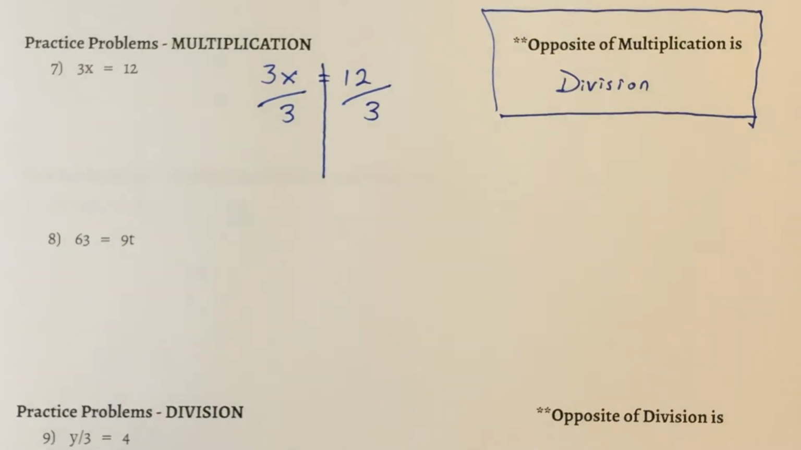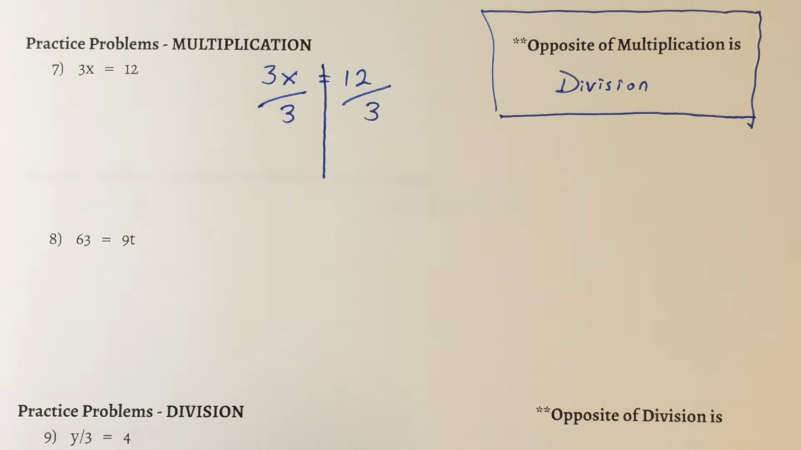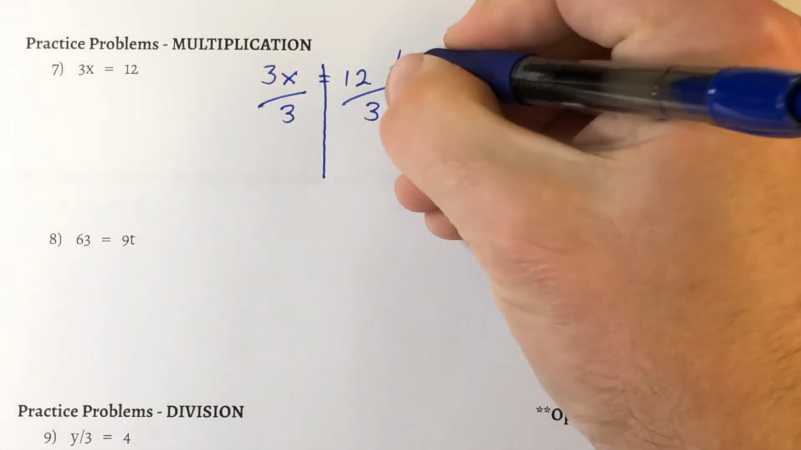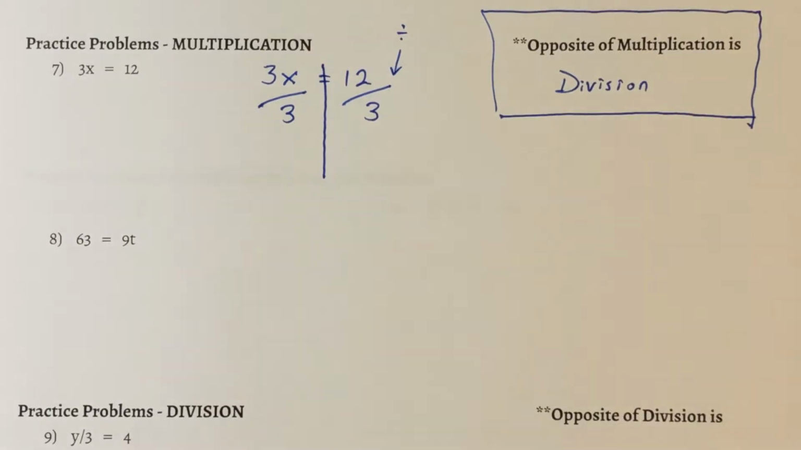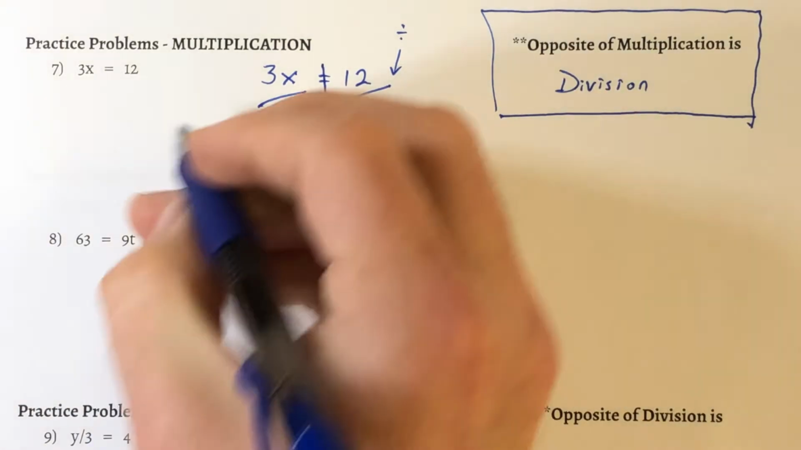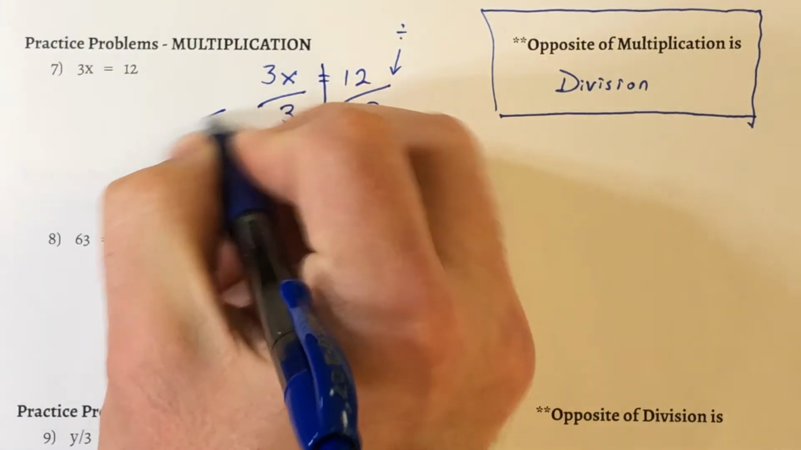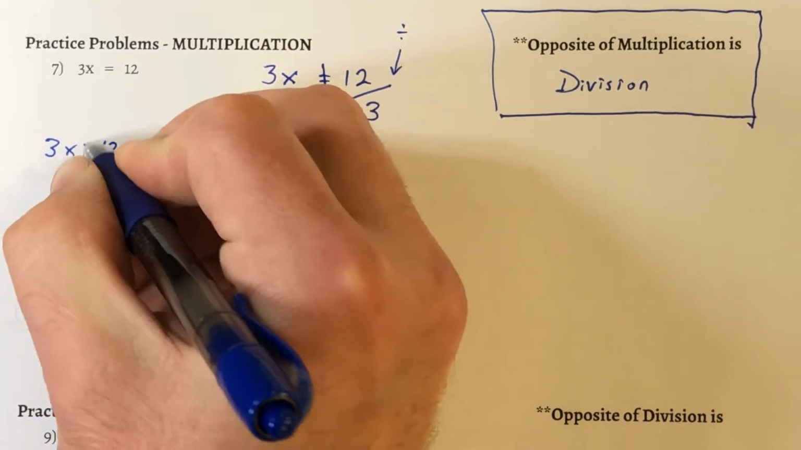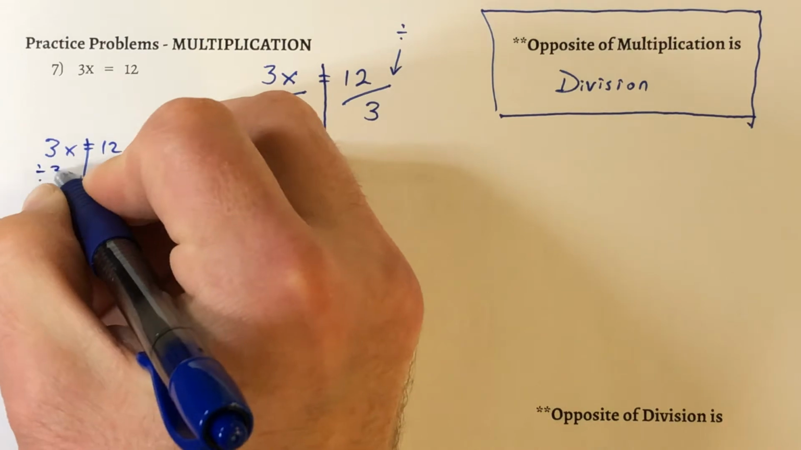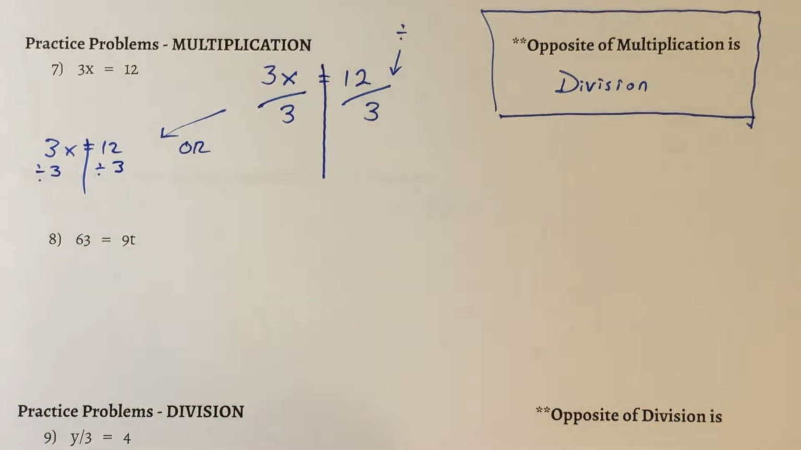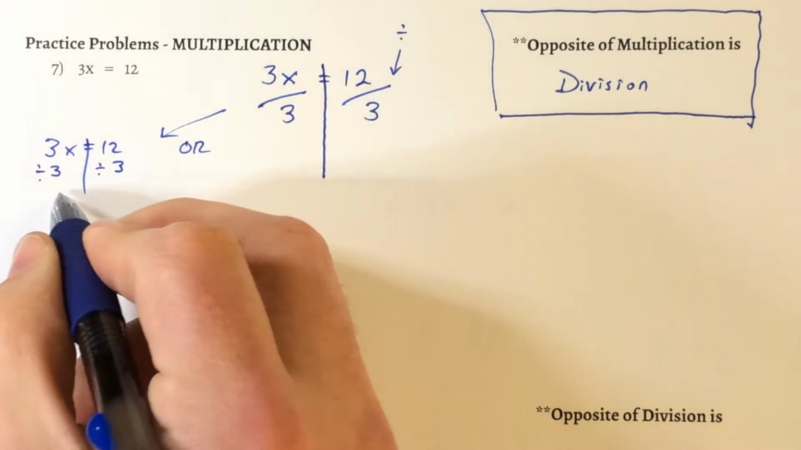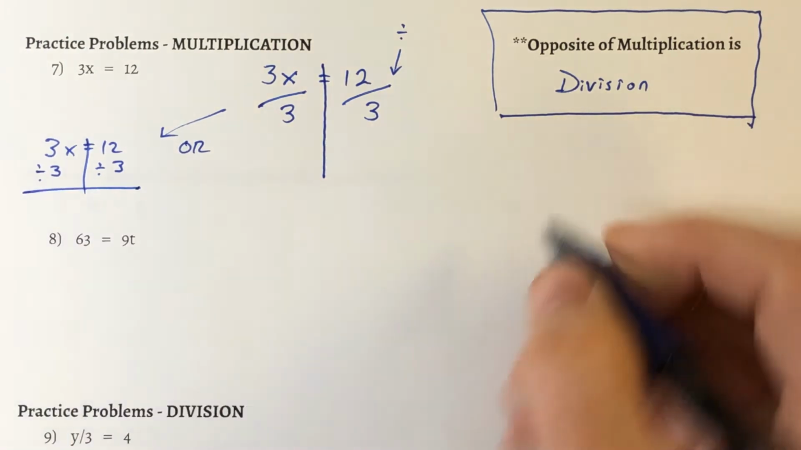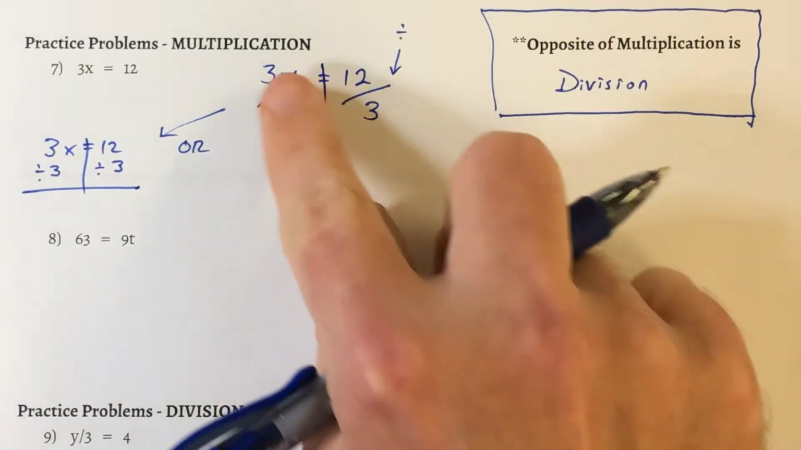on both sides. I like to write my division signs as fractions. So just remember that is a division sign, essentially. You could do it like this. 3x equals 12. I could write divide by 3 and divide by 3 like that. It's really up to you. All right, so let's do this one first.